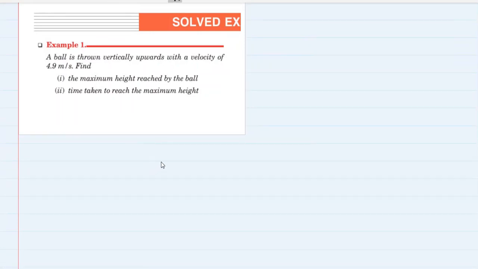The first question. A ball is thrown vertically upwards with a velocity of 4.9 meter per second. So this is a question of vertical throw, upward throw. Initial velocity is 4.9 meter per second. Final velocity will be 0, but let's see what we need to find. Find the maximum height reached by the ball and the time taken to reach the maximum height.